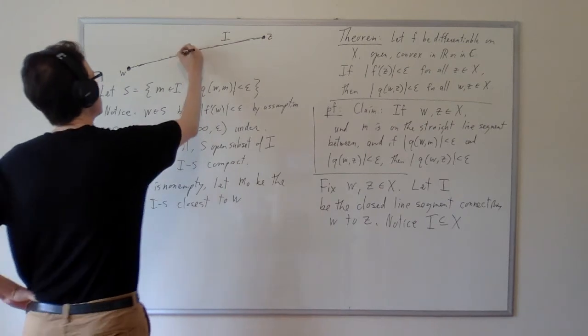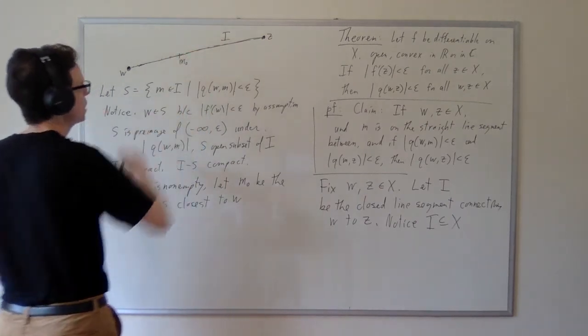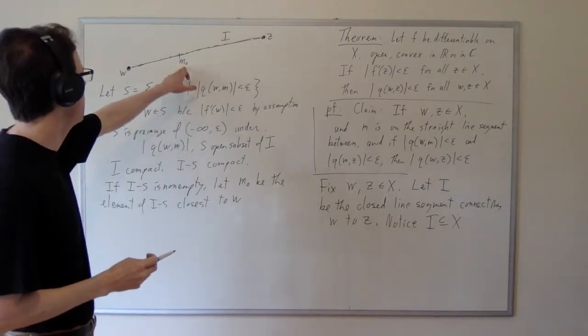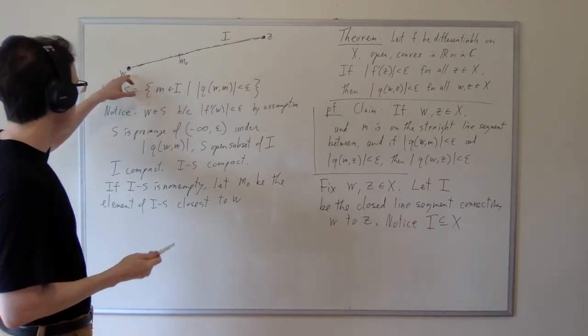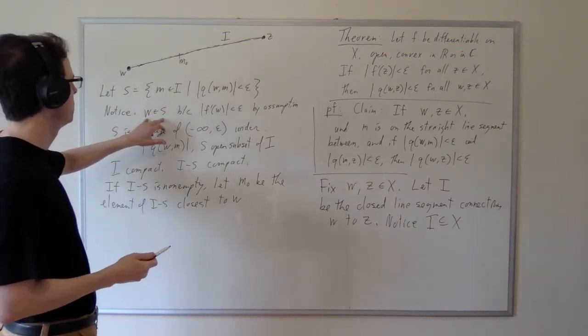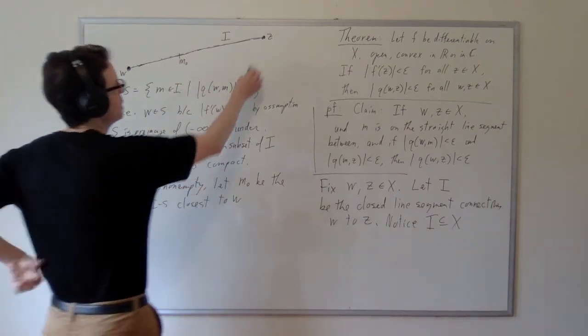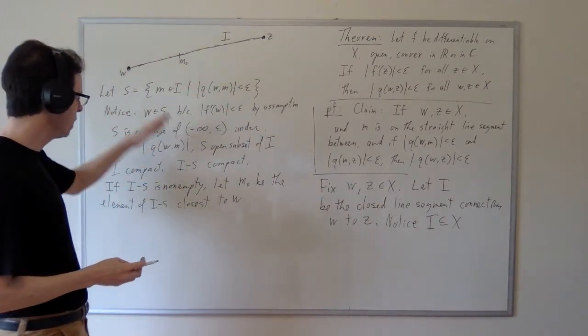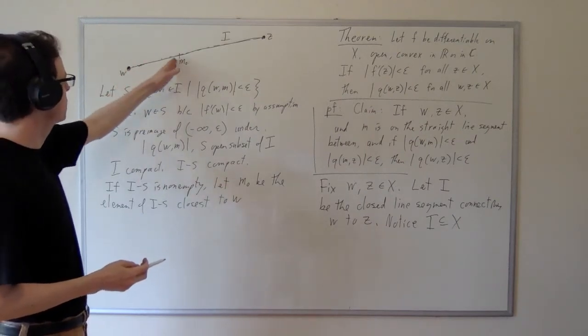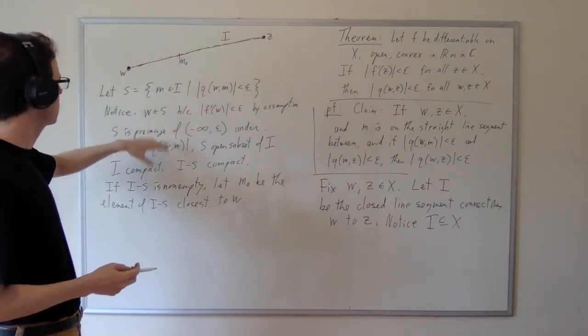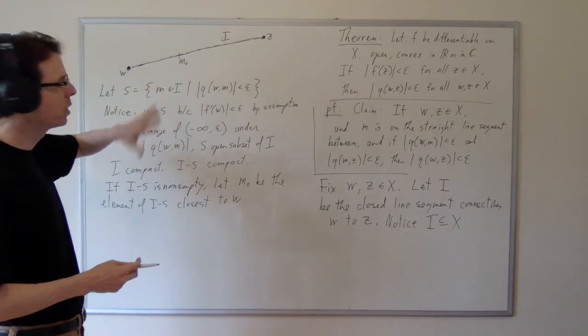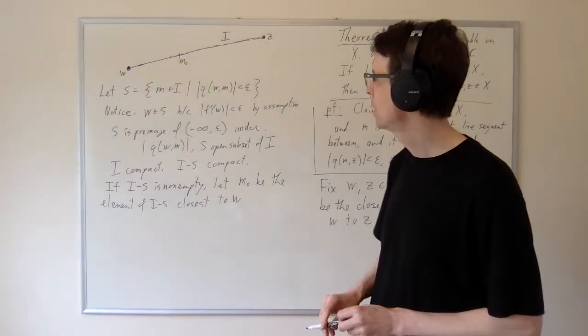So let's draw M naught. Let's say it's here. The first thing we should be concerned about is perhaps M naught is W, right? But that's impossible because we know that W is in S. So it will be some different point on this interval. Perhaps it's Z itself, I don't know. But it will be closest to W in the sense that everything prior is going to be in the set S, but M naught is not going to be in the set S.